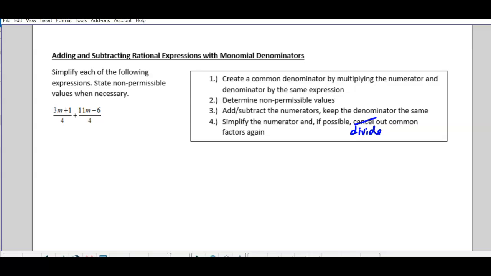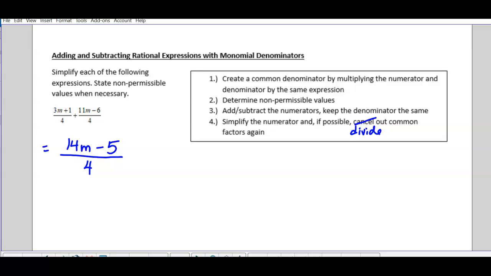Okay, so the reason why here it says by the same expression rather than the same number is you might have to multiply by something with a variable in it, okay, which is an expression as opposed to a number. This one here, really straightforward. Already have the same denominators, so we're asked to add. So really our final answer, denominator of 4, 3m plus 11m is 14m. 1 minus 6 is negative 5, so that's 14m minus 5.